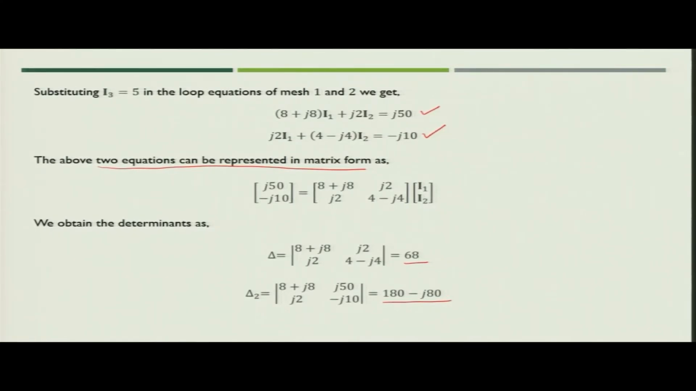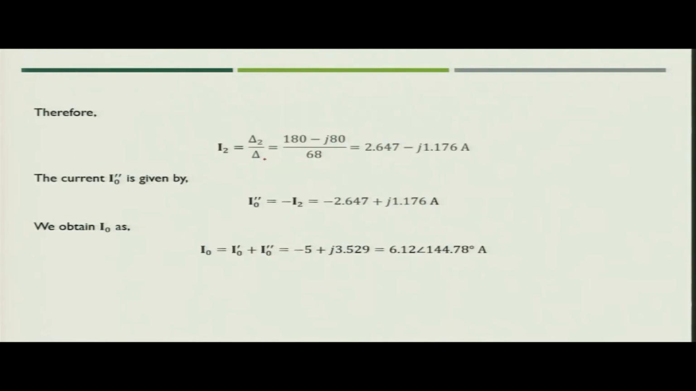Now, what is the value of I2? I2 will be nothing but delta 2 divided by delta. So, when you simplify, you get the value of I2 as 2.647 minus j1.176 ampere. Now, as you know, I naught double dash is nothing but minus of I2. So, this will be now minus 2.647 plus j1.176 ampere.